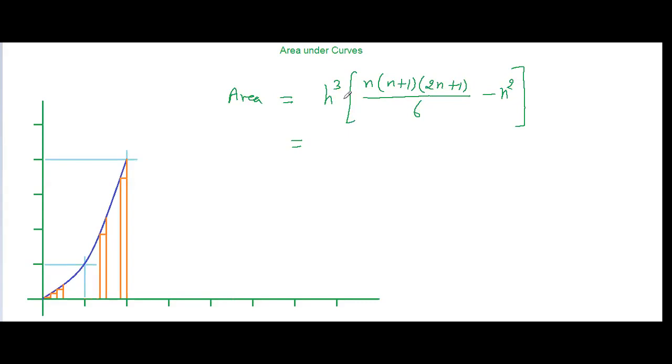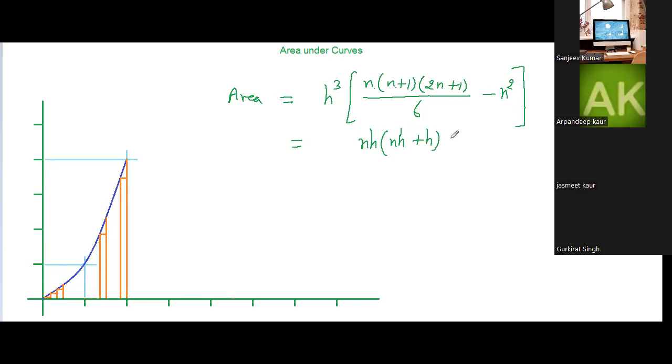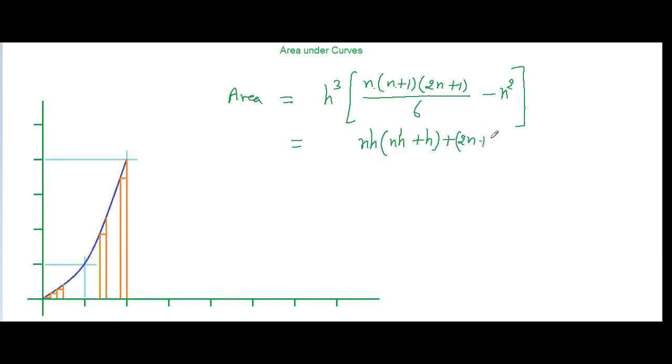H cube goes into 3 parts. So 1h I multiply here, 1h inside this bracket, so nh plus h, and 1h I take into the third bracket. So this is 2n plus h divided by 6.